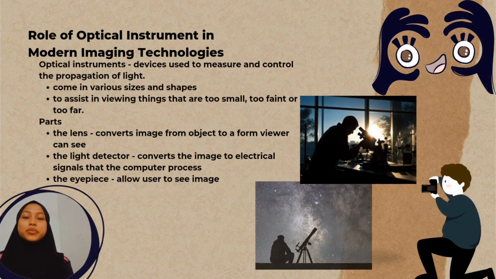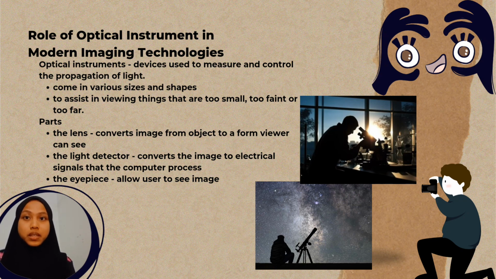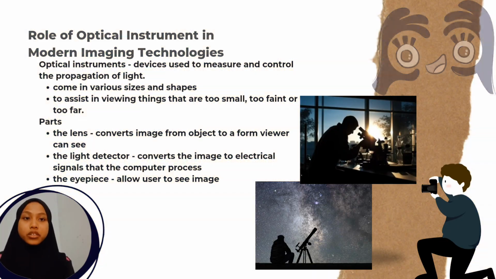Firstly, optical instruments are devices that are used to measure and control the propagation of light. As we all know, or perhaps you guys have experienced yourself, the devices comes in various sizes and shapes and generally assist us in viewing and capture things or scenes we normally cannot do with naked eyes. They're generally subdivided to three parts consisting the lens, the light detector and the eyepiece in order to function.